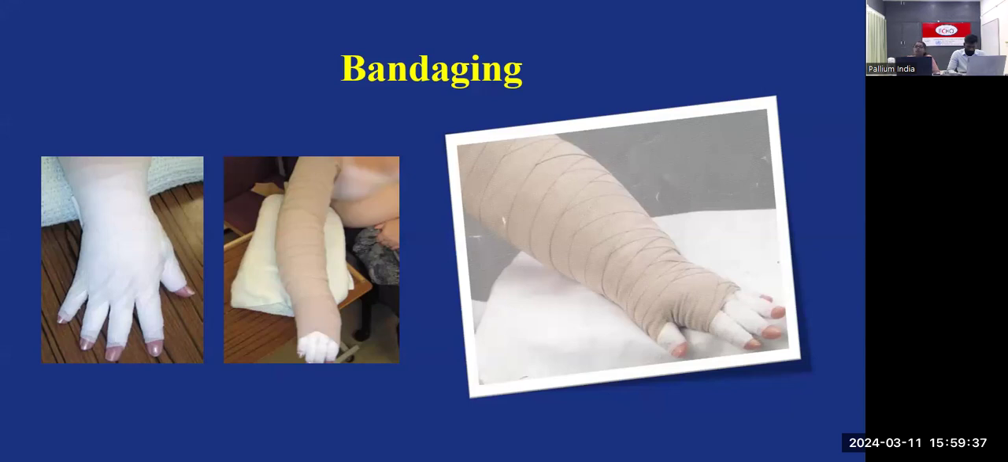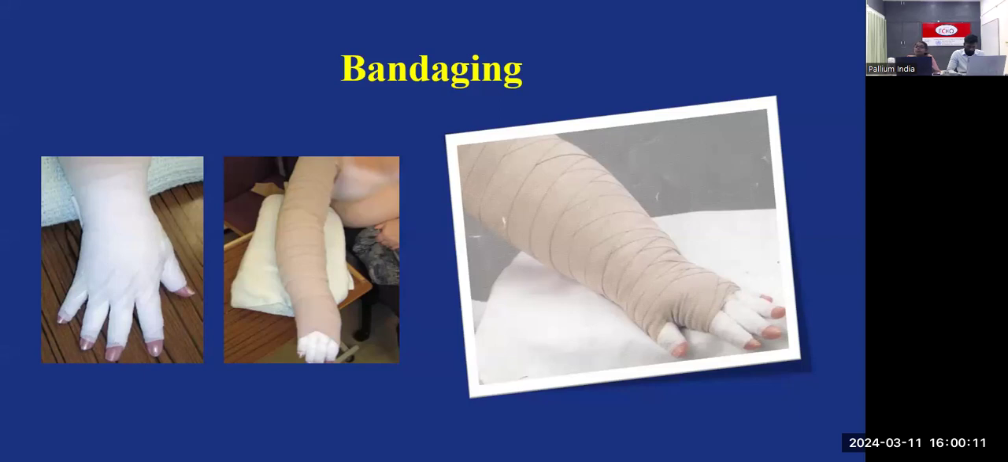For the fingers, you can use tubular bandages, but in India they will not be available. We used to use 6 centimeter bandages, fold them into two to make 3 centimeter, and apply them onto the fingers. While doing the finger bandages, you have to give special attention to the nail buds. You should not cover the fingernail buds.